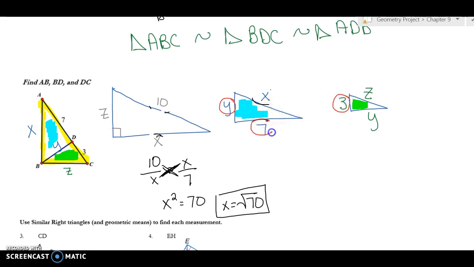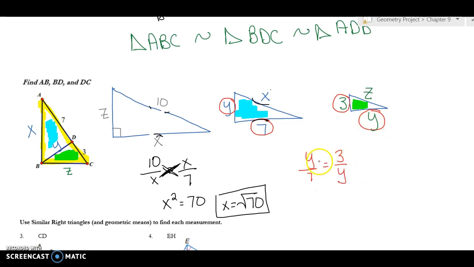I have Y is in the same place as 3. And then I have 7 is in the same place as Y. So Y over 7 is the same as 3 over 7. You also could have done Y over 3 is the same as 7 over Y. Oh, what did I do? This is supposed to be a Y.